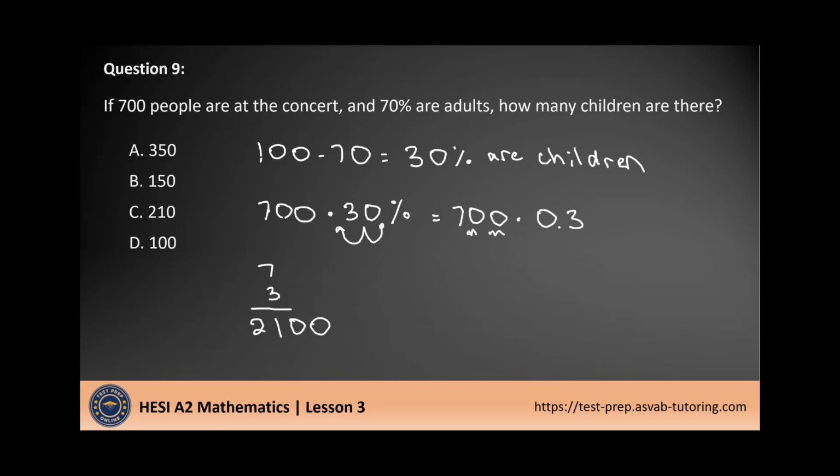And now let's account for the fact that this 3 is one place to the right of the decimal, which would make our product smaller. So we move the decimal in the opposite direction, move it to the left. Final answer, 210.